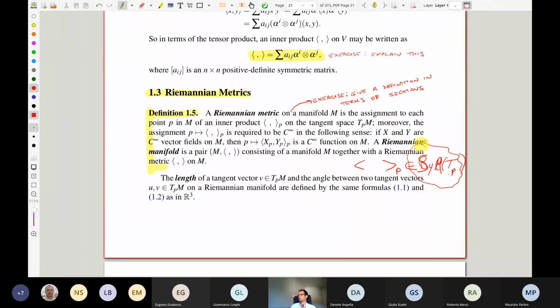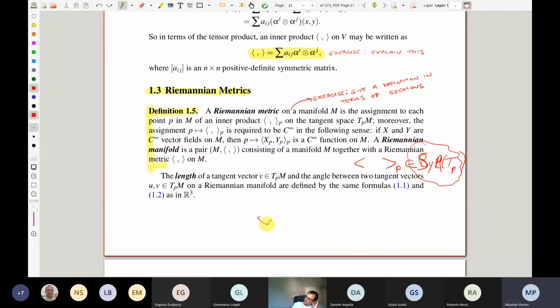If I want to make things more difficult, I can say that this, because I'm not putting a point, is a section, remember from the first part of the course, is a section of endomorphism of symmetric bilinear maps. Sorry, need more space. I could say that this is a section of symmetric tensors on the tangent bundle. 1, 2, 3.